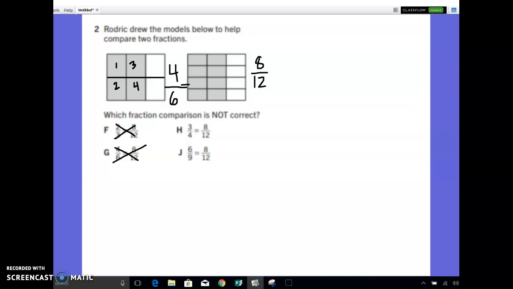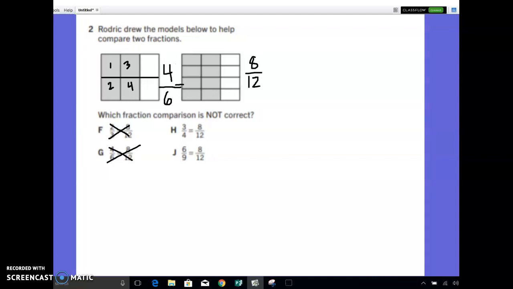Let's see. Gonna get my lines back out here again to use. Alright, if I drew a line here, alright, then my TV came back on. Sorry about that. And I drew a line here, and I drew a line here. Now I'm going to have 1, 2, 3, 4 fourths.